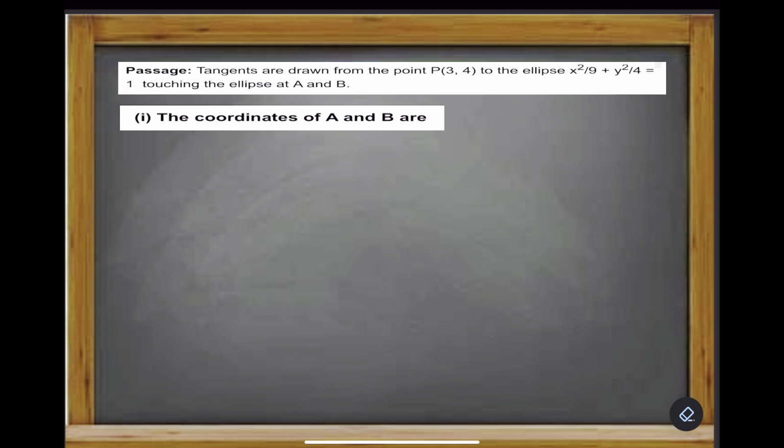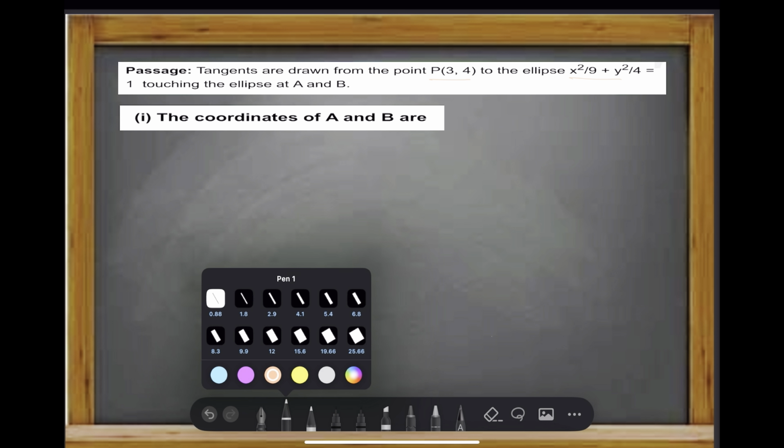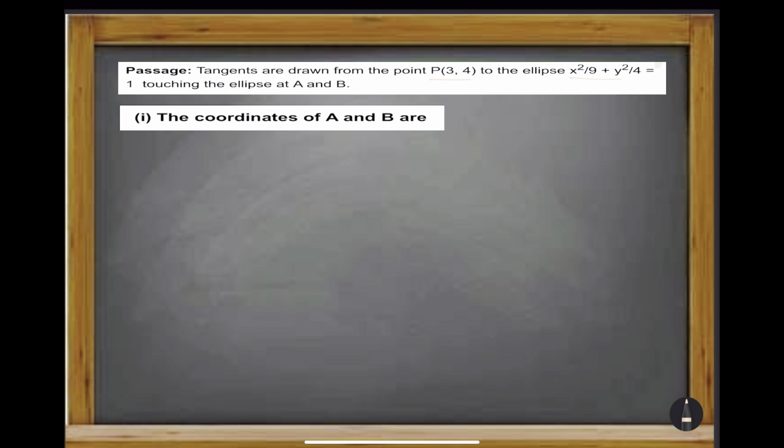Okay, so we got this situation. The tangents are drawn from the point to the ellipse. So we have to draw tangents from the given point to the given ellipse, and those tangents will touch at points A and B. So you have to find out the coordinates of A and B.